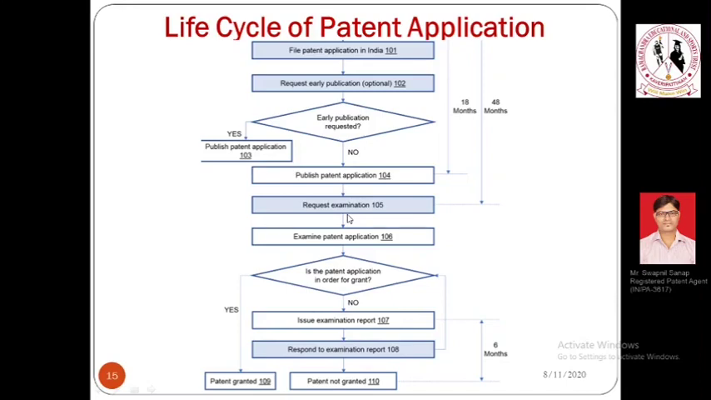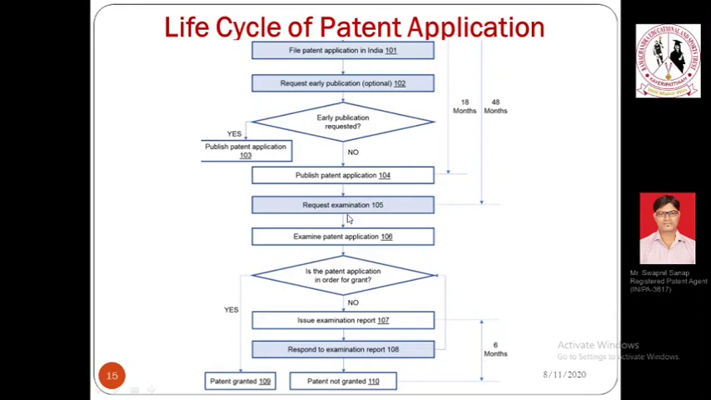So at step 107, when the examination starts, the examiner issues an examination report with the various queries that he may have on your invention. When the applicant receives such an examination report, he is given 6 months of time for replying to that particular examination report. The reply is nothing but our explanation or justification to the queries that the examiner mentions in the examination report, right? Such queries need to be responded to.